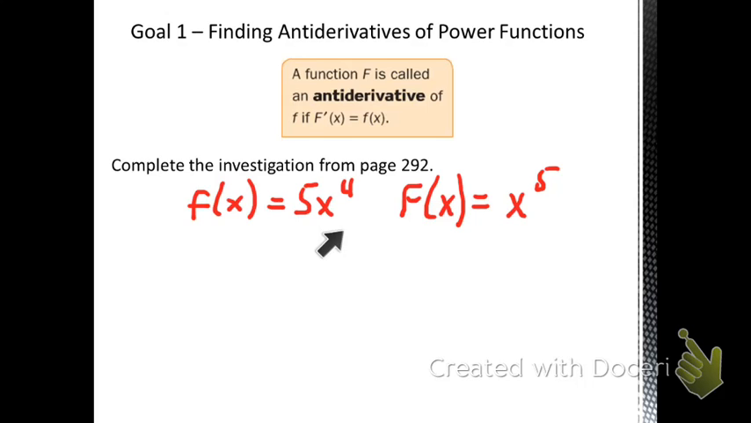Now, I do want to point this out. There's a very key term that you would miss out on if I didn't explain it to you. When it says that a function capital F is called an antiderivative of lowercase f, it has that word "an," not "the." Because it turns out there are a whole lot of different functions that you could differentiate that would give you 5x to the fourth.